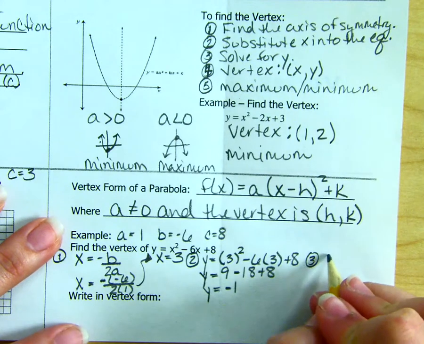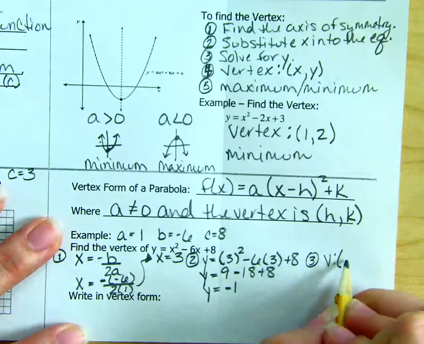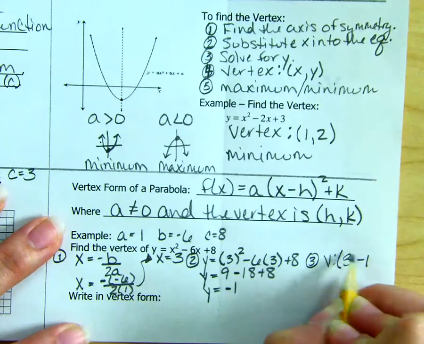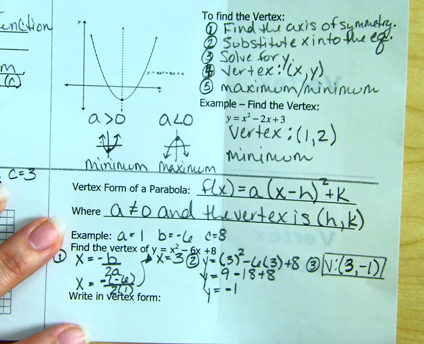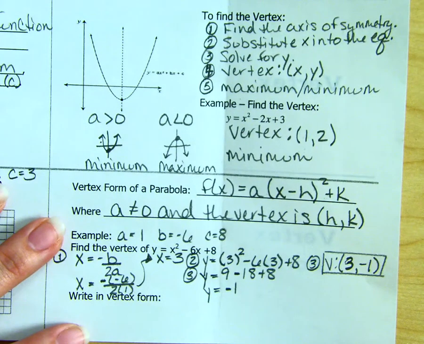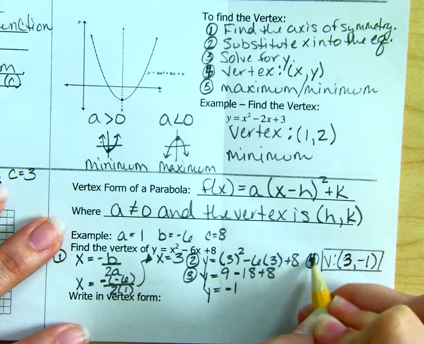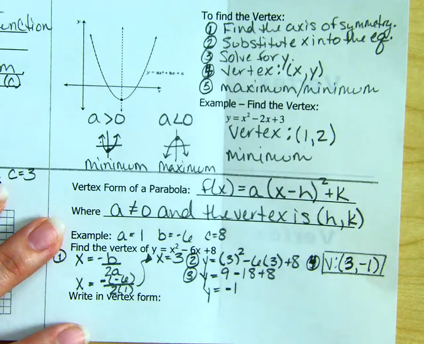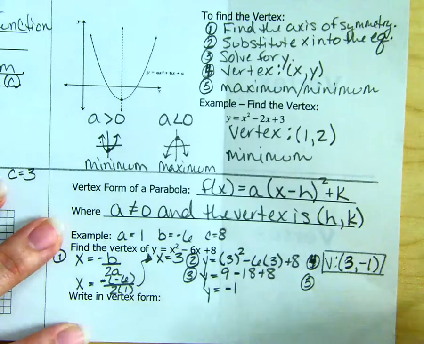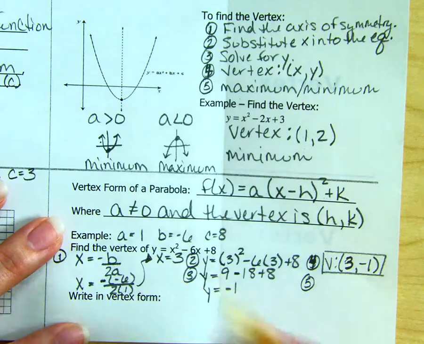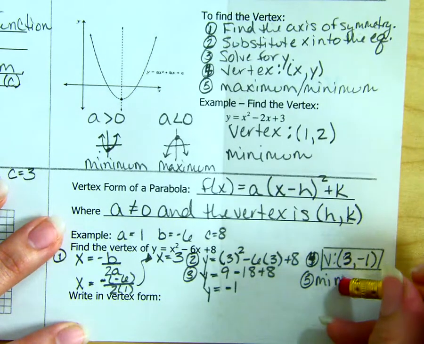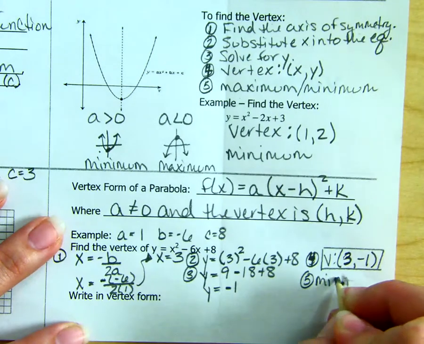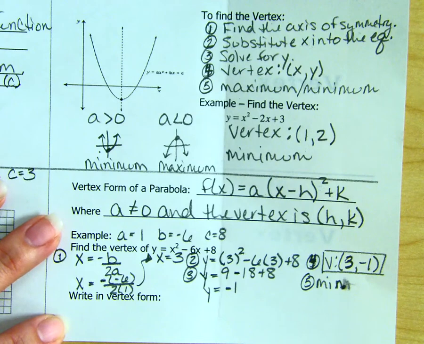Then step 3 would be to write it as an ordered pair. And my ordered pair is (3, negative 1). See? There's my vertex. Actually, this was step 3. Solve for y. This is step 4. Step 5 is to determine if you have maximum or minimum. Well, I don't have a graph, but what could I look at that would tell me? a. Is it a maximum or minimum? It's a minimum. Just put MIN for minimum. I'm okay with that.